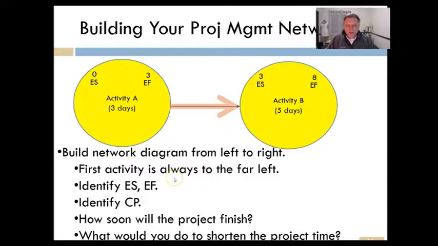So the way you build that network is, first activity, you always put the first activity to the far left. You identify early start, early finish. Again, the book goes into some more detail and some other metrics that you can look at. You identify the critical path, the path that takes the longest to get through that network. And you want to ask yourself, well, how soon will this project finish? That's kind of the question that the critical path answers. And as you look at networks, think about this question.